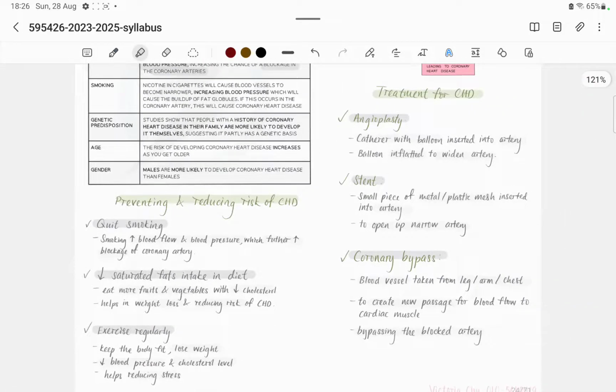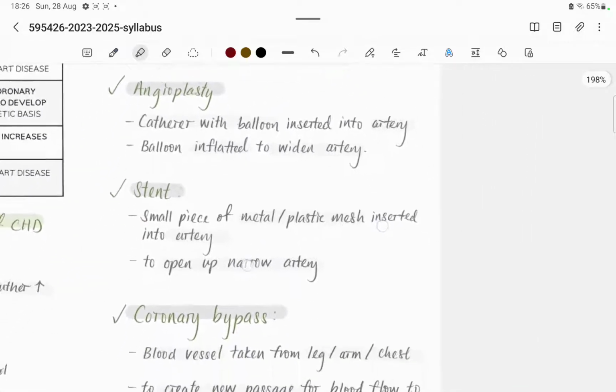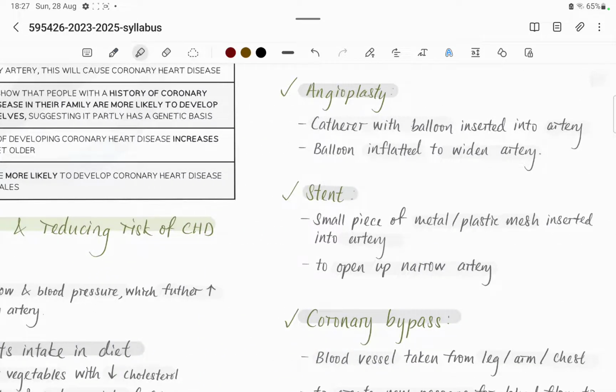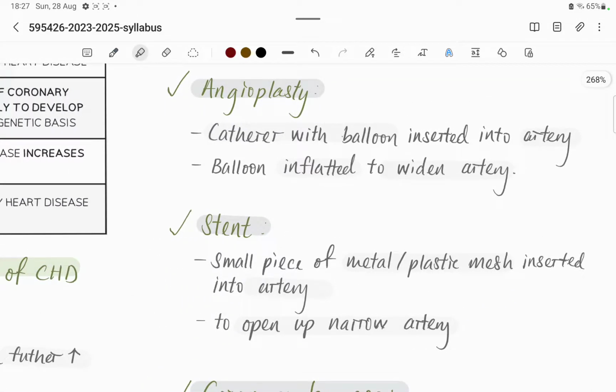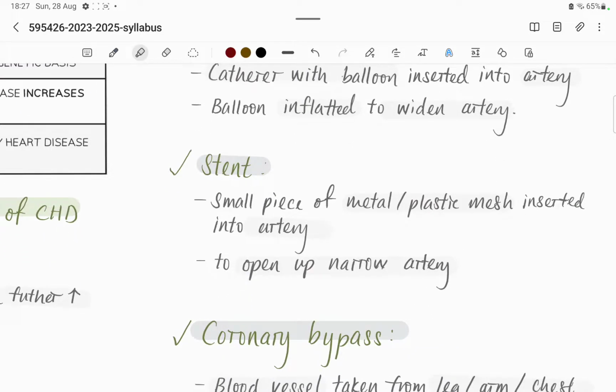Okay. Treatment for CHD. You have three types: angioplasty, stent, and coronary bypass. Okay, for angioplasty, a catheter with a balloon is inserted into the artery. So the catheter and balloon are inserted into the artery, and then the balloon will be inflated so the artery will be widened. For stent, a small plastic or metal mesh will be inserted into the artery. This is to open up the artery.